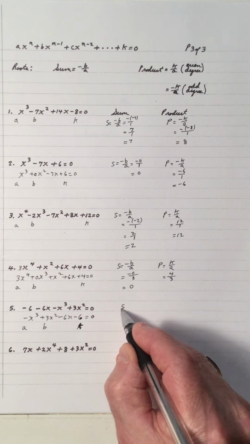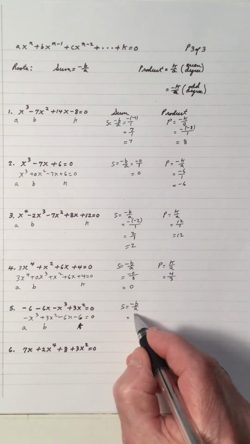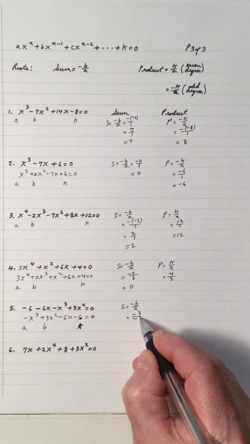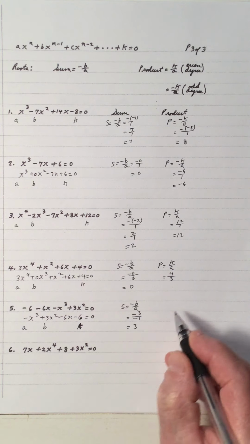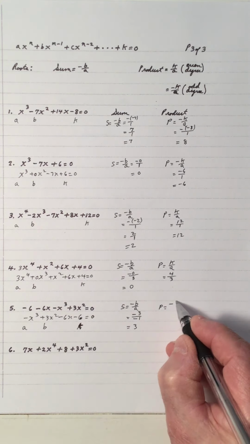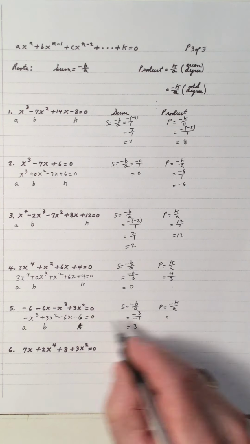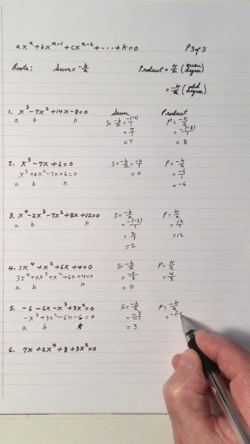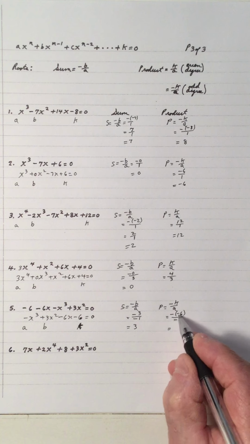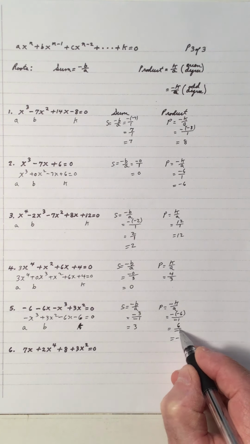Now, here we go. The sum is negative b over a. And so b is 3, so it's the negative of 3 over a, which is negative 1. So the sum is 3. The product, again, is odd. Because it's odd, it's a negative k over a. K is negative 6, so it's the negative of negative 6 over a, which is negative 1. So that's 6 over a negative 1, which is negative 6.